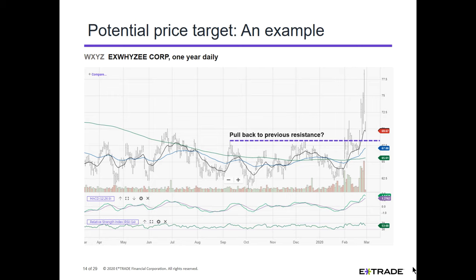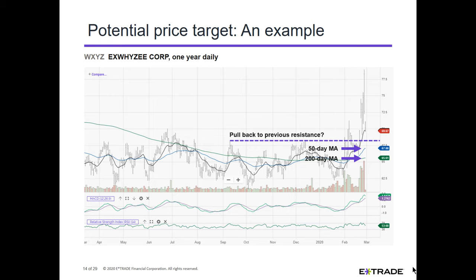One would be to pull back to this line, which had been resistance, and then the stock broke through it. One common technical condition is for a stock to pull back to what was resistance and then bounce off of that. So that's one target. The other two targets are both moving averages that are below us right here. And this would also be a common occurrence: once price becomes extended away from a moving average, we often see it start to pull back. So what we have here is a stock that gives us three possible target prices that we can compare and decide and select on, which we'll look at some strike prices coming up.